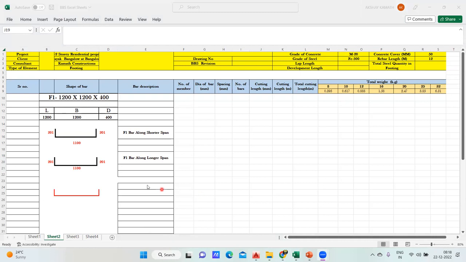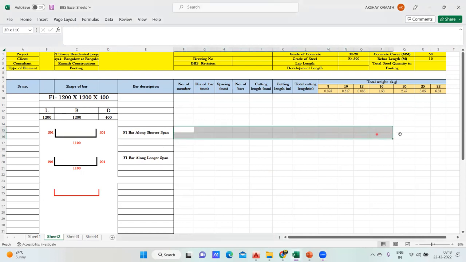So, in the previous lecture, we had done up to here, right? Now we'll try to fill all this: the number of bars, the dia of bar, and so on. For that, you need to make a little bit of adjustment in the Excel. Now you see, because I have written F1 here and F1 bar along longer span here, that means whatever value I'm going to fill, it should come in between these two, right?